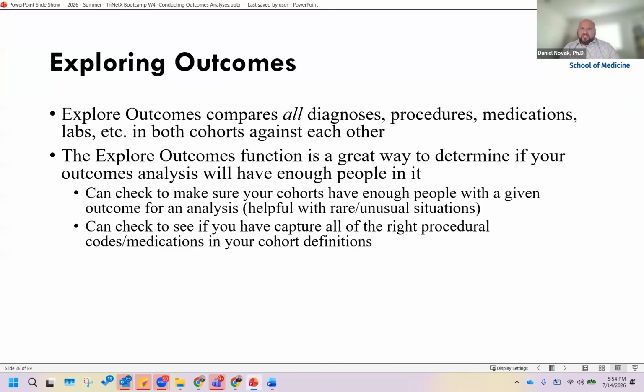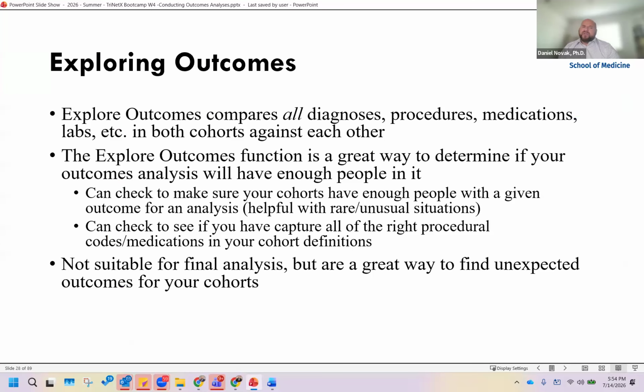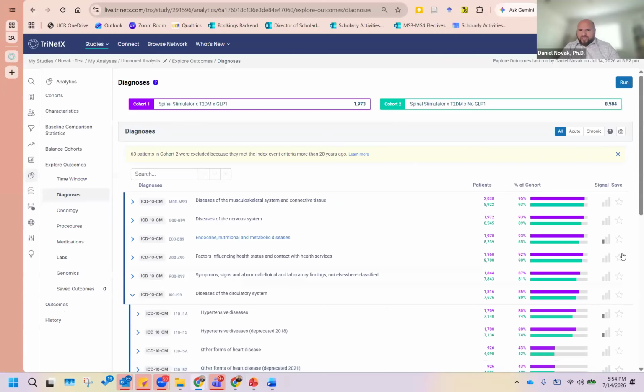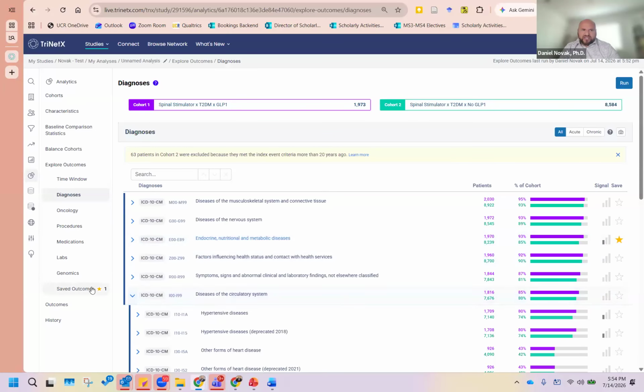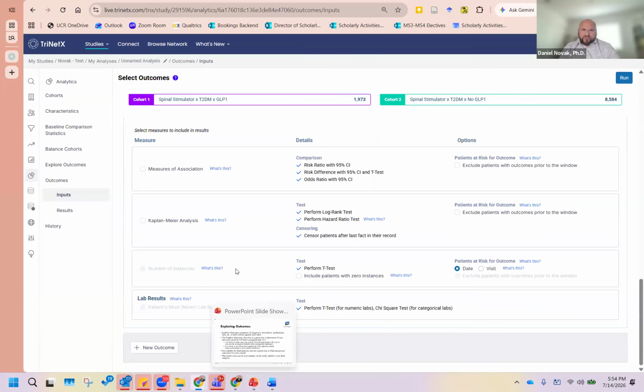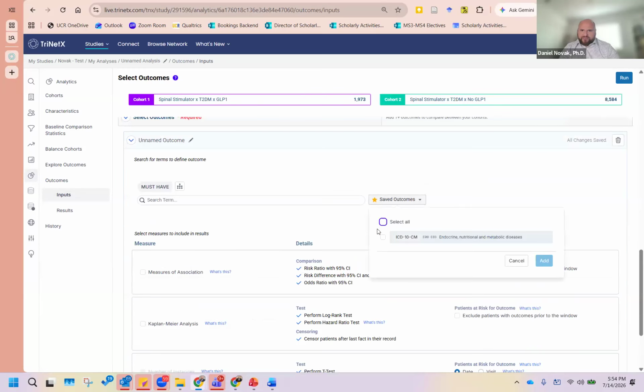So this tool is very useful for that kind of stuff, but again, not suitable for your final analysis. It is a great way to find unexpected outcomes for your cohorts, and the found outcomes can easily be added to your final analysis. When you start this, it'll save it to your outcomes. I know this is confusing because it looks like the saved characteristics that go into your propensity score model, but this is actually saving it to your outcomes page down here, where you can really easily select it from this menu.